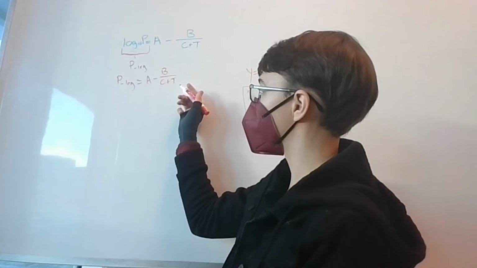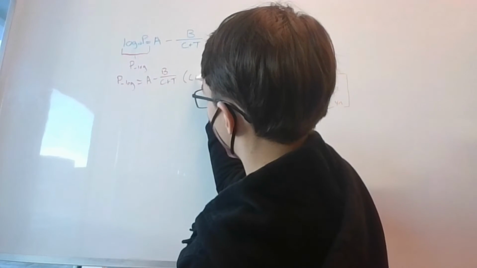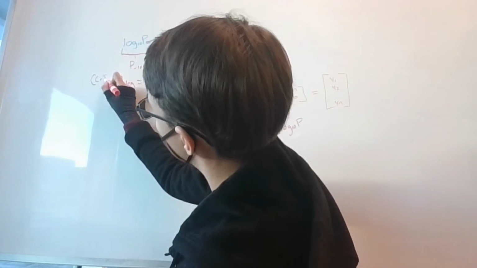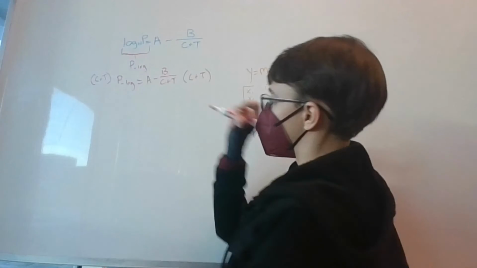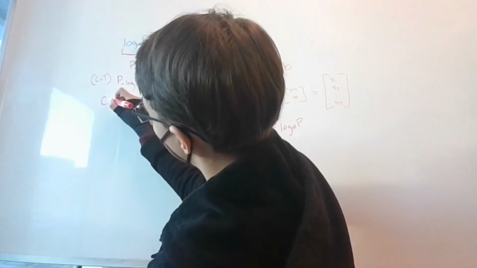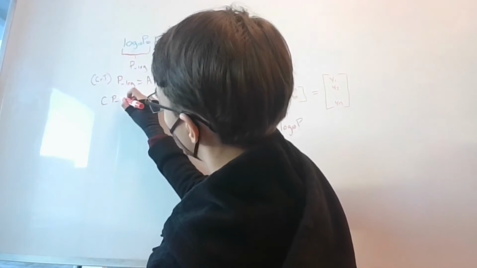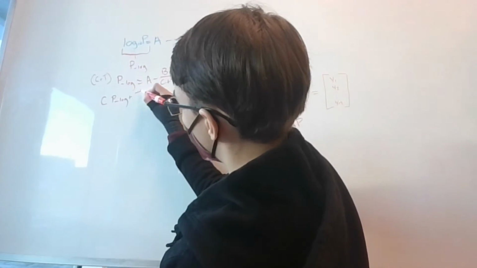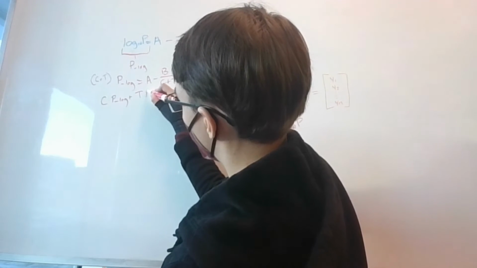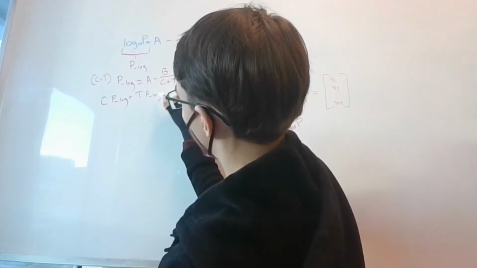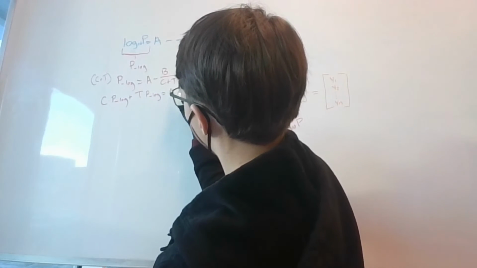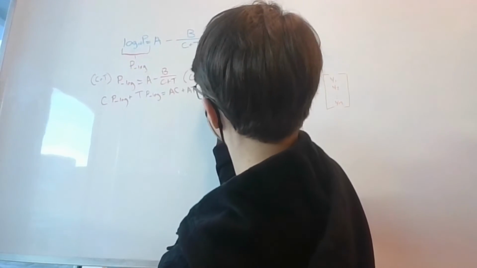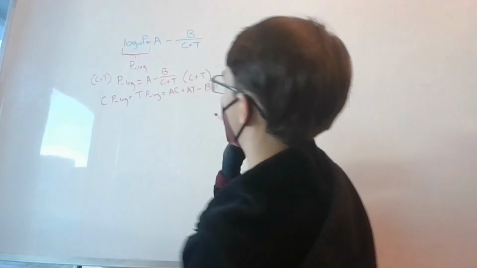So easy way to get rid of the fraction, multiply the denominator by both sides. So we multiply both sides by C plus the temperature. Right, and then we're going to write that out. So we'll end up with C times P log, so C times the logarithm of our pressures, plus temperature times the logarithm of our pressures, equals AC plus AT minus B. Because of this, we'll cancel out.